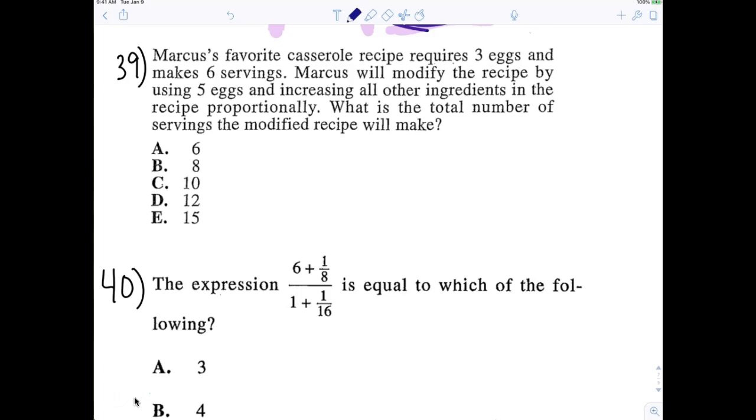Marcus's favorite casserole recipe requires 3 eggs, and it makes 6 servings. He wants to use 5 eggs. How many servings will that be?